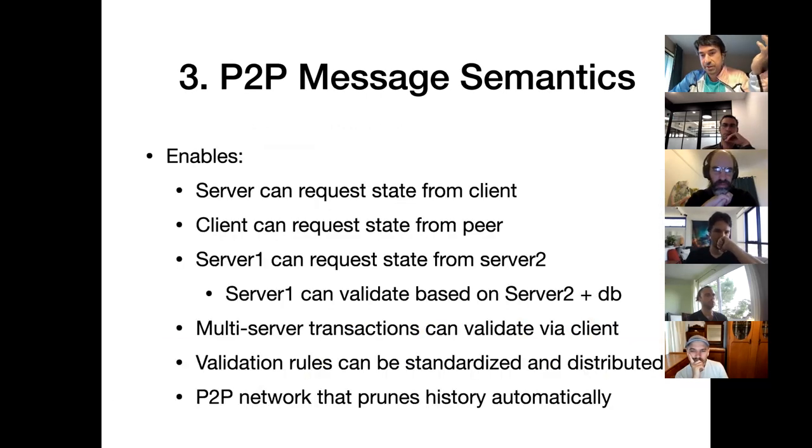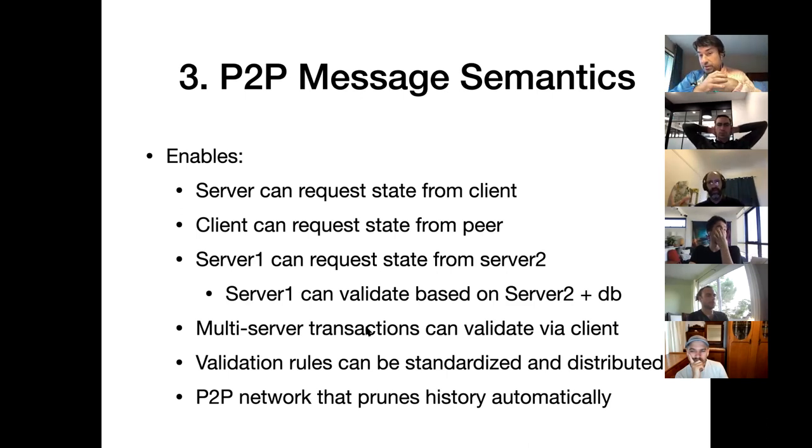Okay, here's a bunch of examples of things that you get if you use this extension. The server can request state from the client. The client can request state from a peer, using the same standard protocol. One server could request state from another server, and so we can do that as we're building mashups. And one server could also validate based on what that server says and maybe what the database says. And you can have transactions that can go across multiple servers.